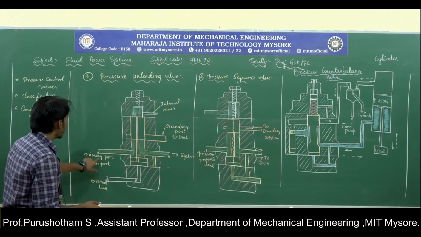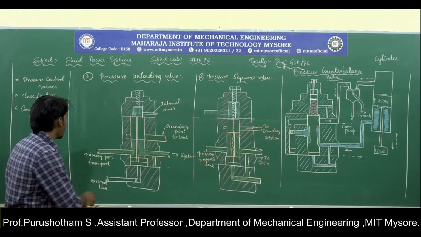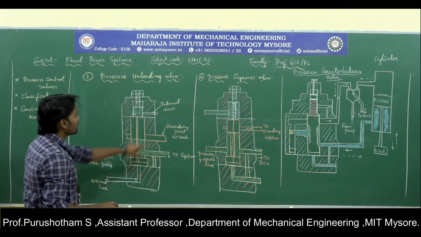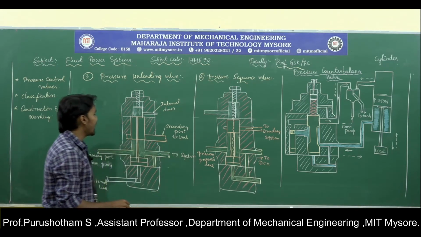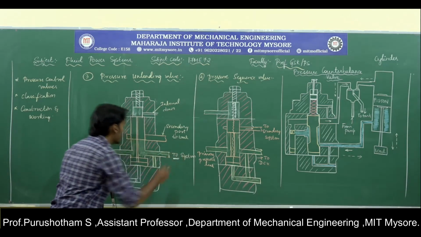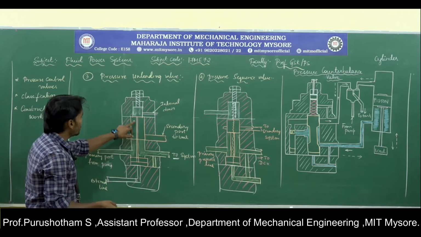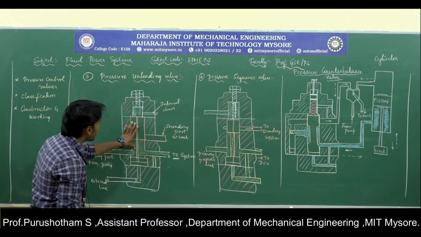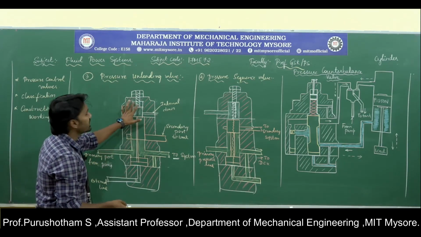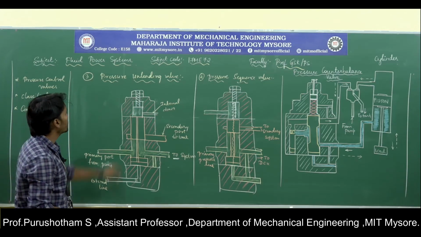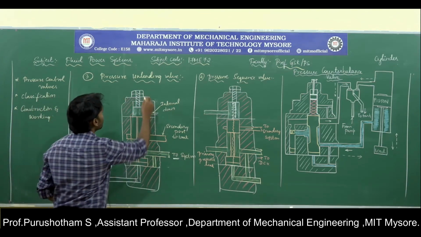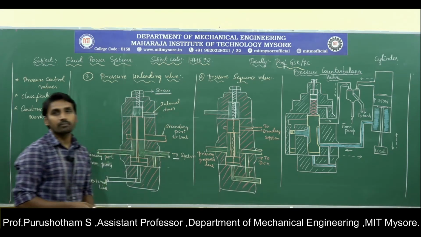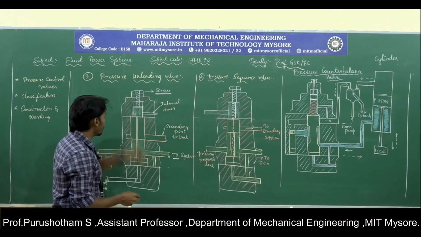If you can see this, it contains the primary port, which will be from the pump. This will be the secondary port, which will be connected to the tank. This will be the port which is connected to the system. It comprises a spool and piston arrangement, which is held in position by using the spring force. By using this adjustable knob or screw, we can set the prescribed pressure of the system.